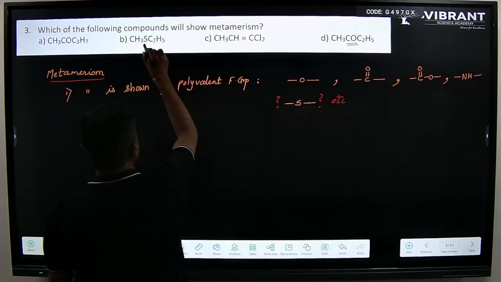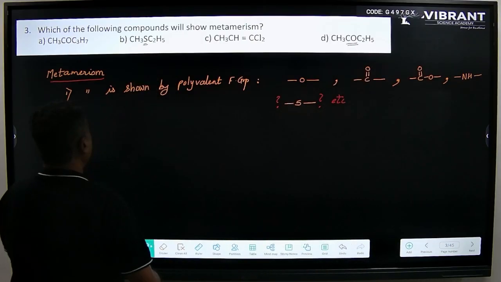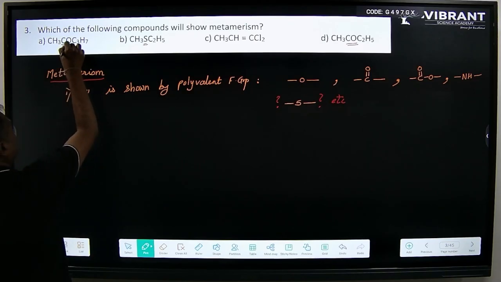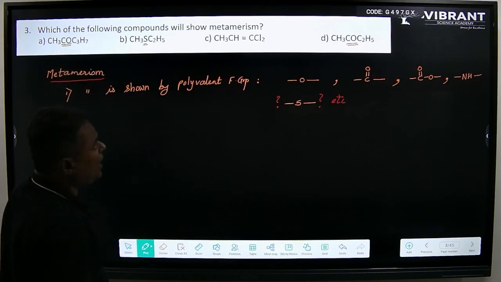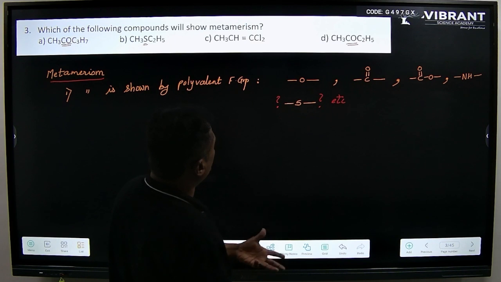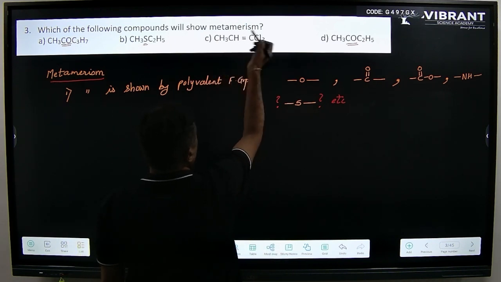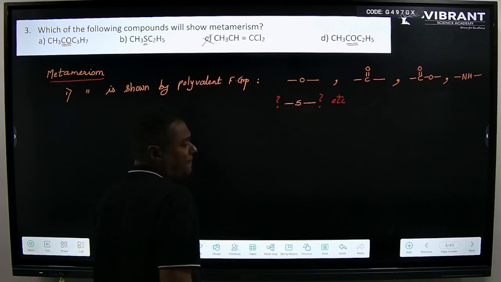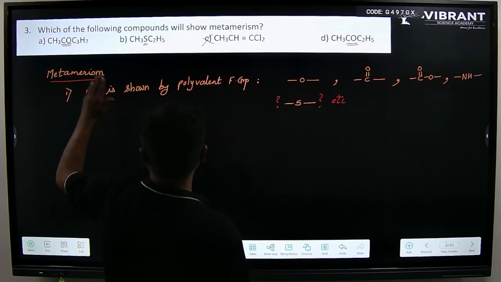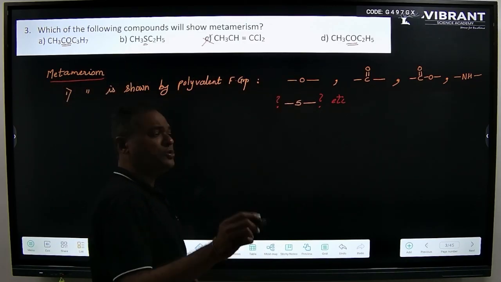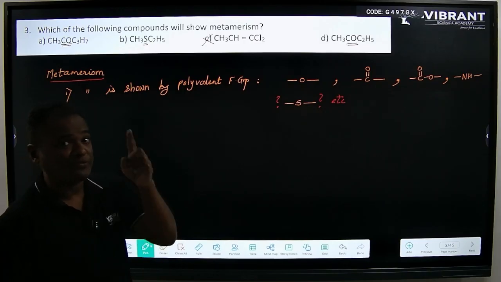Yes, in this case also it can show metamerism easily. In this case also metamerism can be seen very easily. Is it clear? Now, one thing which you can simply remove, because in this example you can't have metamerism. Now, out of the 3 options left, A, B and D, all 3 will show metamerism as per condition number 1.